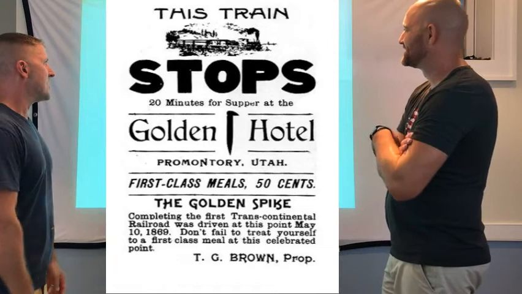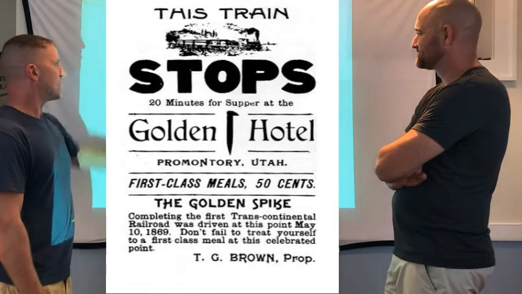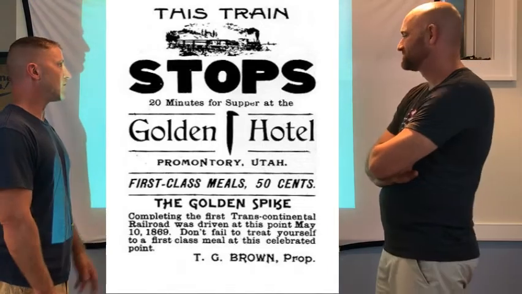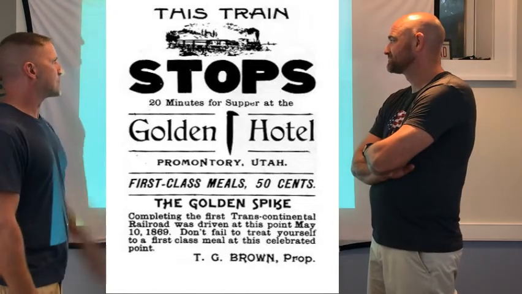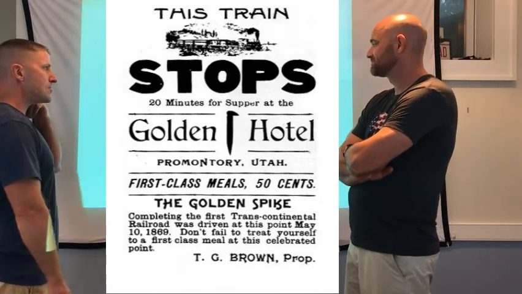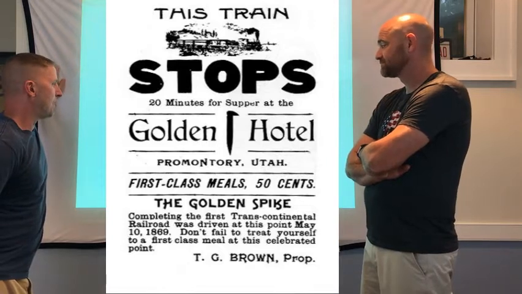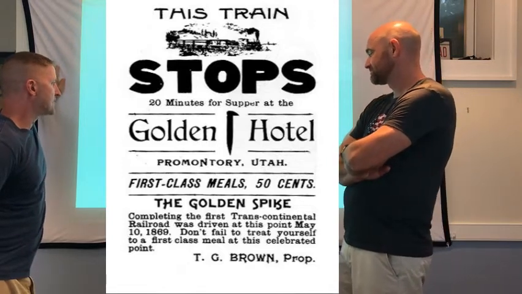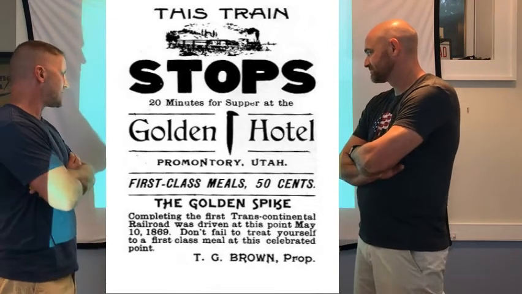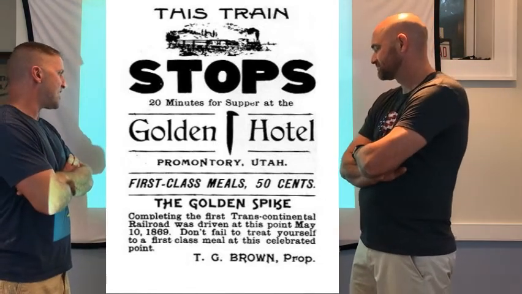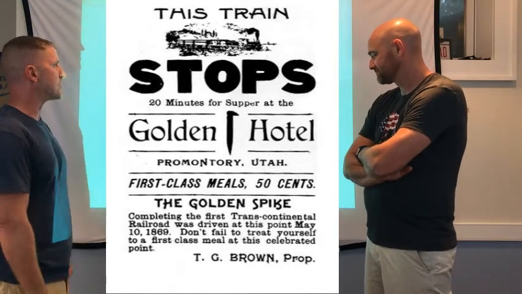That one I missed, I'll be honest. And of course, when you're looking at businesses that want to capitalize off of that, the Golden Hotel was right nearby. Why did they call it Golden? Because the Golden Spike was put in right over here at the site. So this train stops 20 minutes for supper at the Golden Hotel, Promontory Point, Utah. You have first-class meals for 50 cents. We'll pause for laughter on that one. This site is significant because this is the completing of the Transcontinental Railroad. The spike was driven at this point, May 10th, 1869. Don't fail to treat yourself to a first-class meal at this celebrated point, which is pretty interesting.